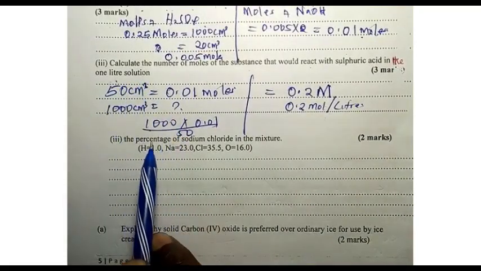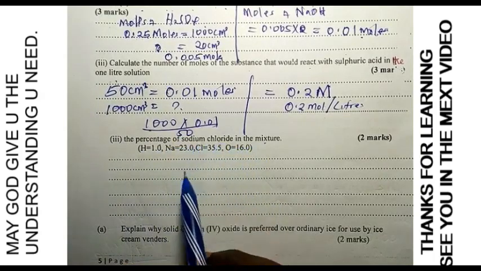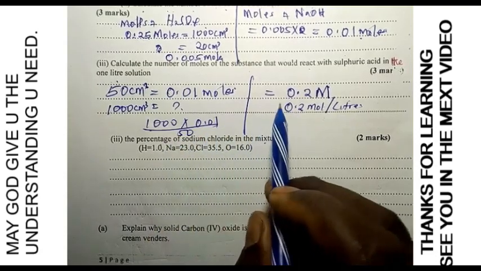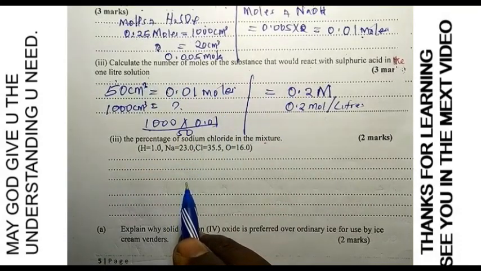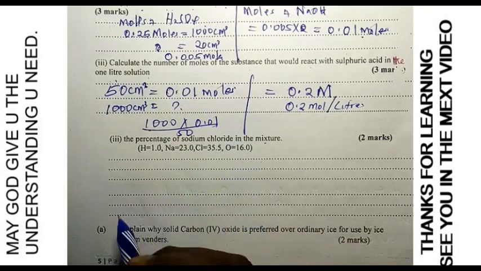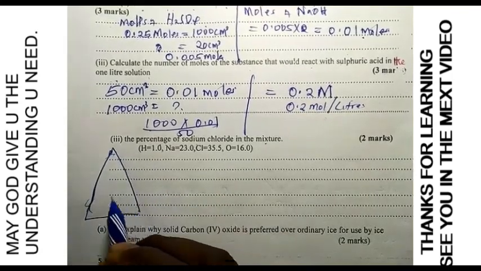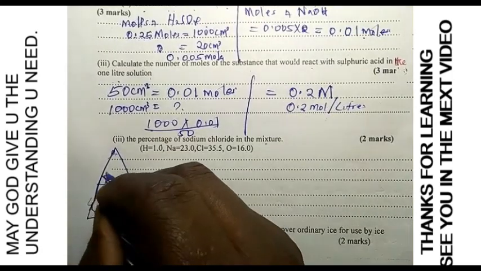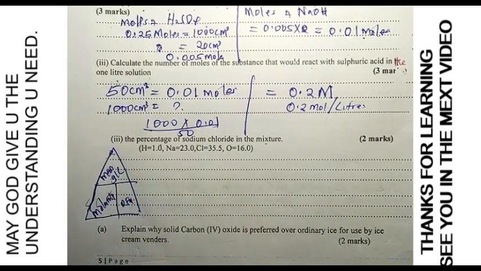Calculate the percentage of sodium chloride in the mixture. What is the percentage of the impurity, sodium chloride, in the mixture? Now we have the molarity in a liter. So what we want is to calculate the mass of sodium hydroxide itself in 1 liter. We will use this triangle. I think you have seen it several times. This triangle says molarity, mass in grams per liter, RFM.